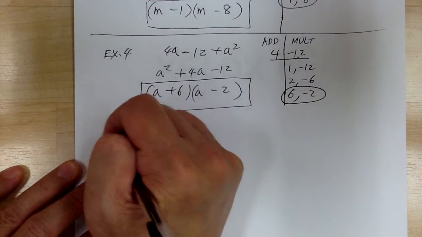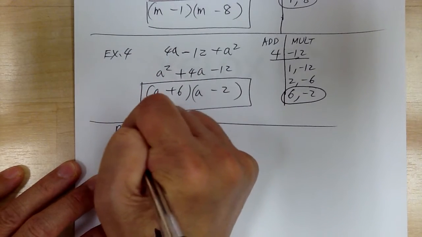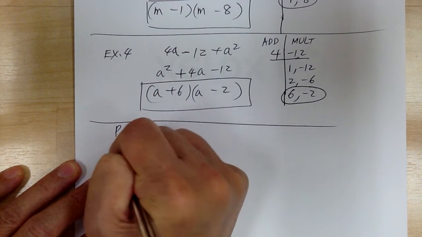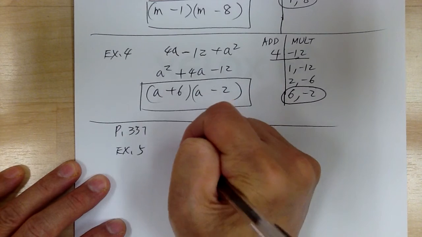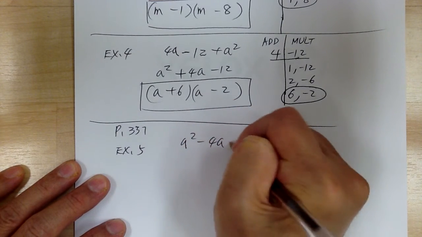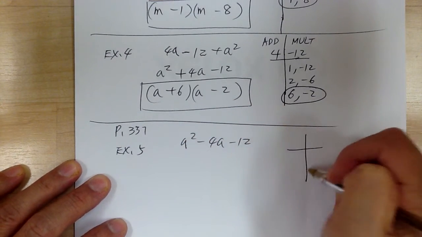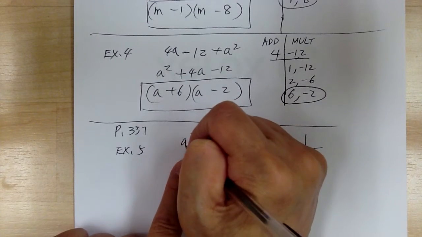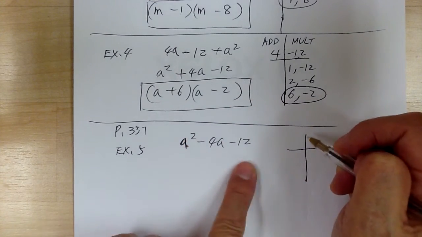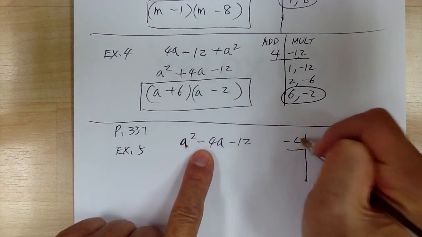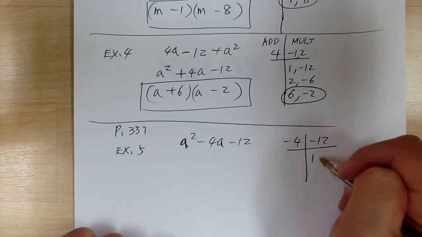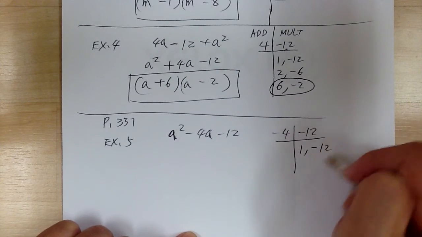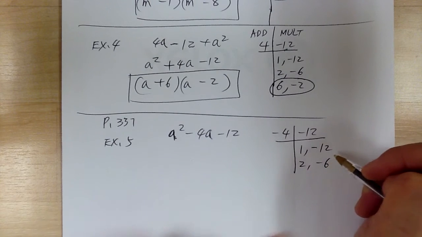Let's go to example 5. So page 337, example 5. You got a squared minus 4a minus 12. Okay, so the first check, make sure it's in correct order, right? And then after that, you get the negative 4, negative 12. You can start with 1 comma, negative 12, 2 comma, negative 6, and that's it.